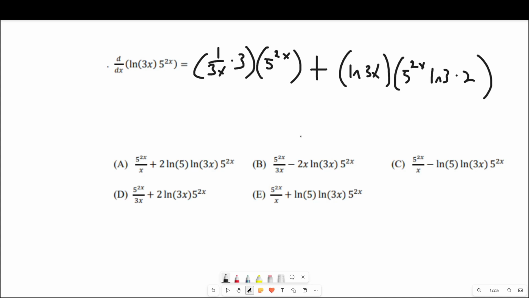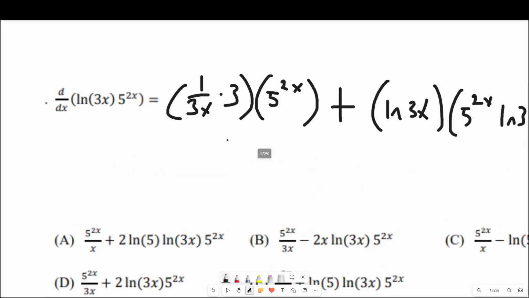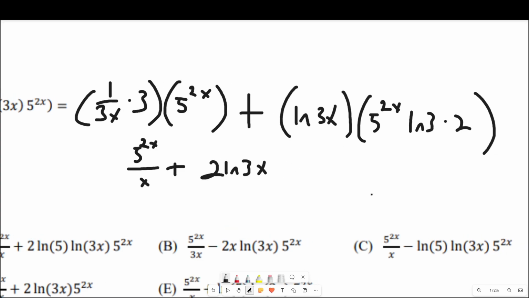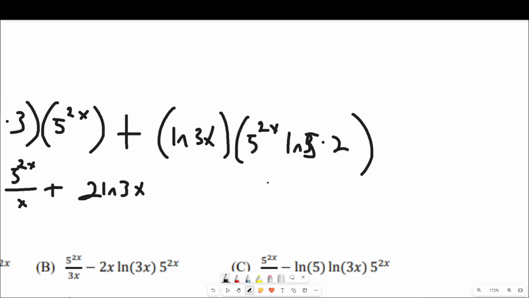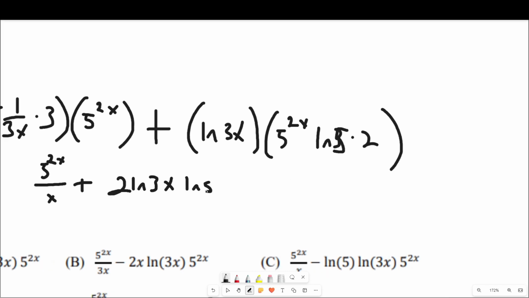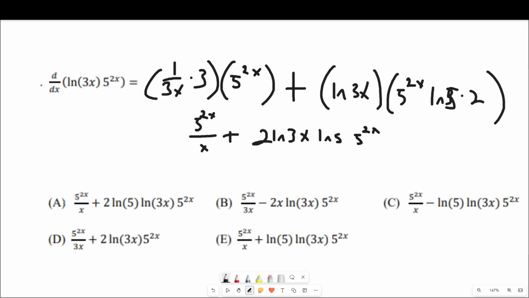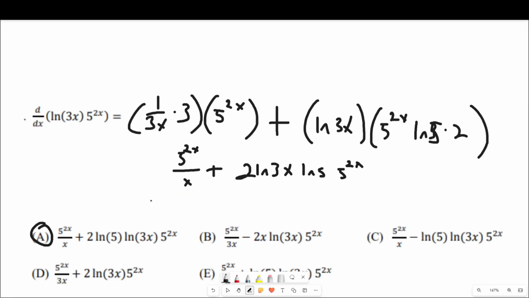And when I do that, I'm going to multiply everything together. So this is just going to be 1 over x times 5 to the 2x, so 5 to the 2x all over x plus 2 ln 3x times, and this is meant to be ln 5 actually. So ln 5 times 5 to the 2x. And our answer is going to be A. And that's it for 3.5.